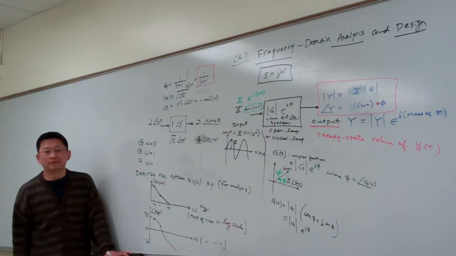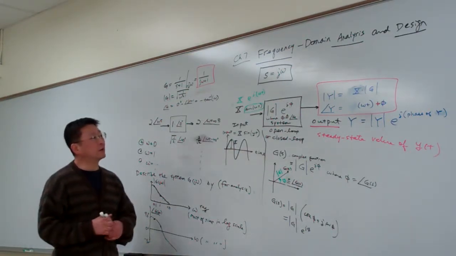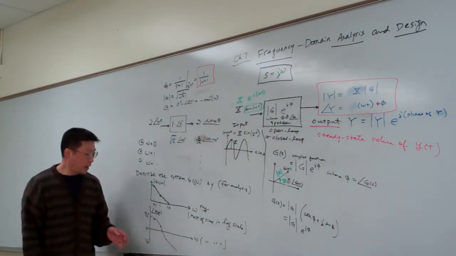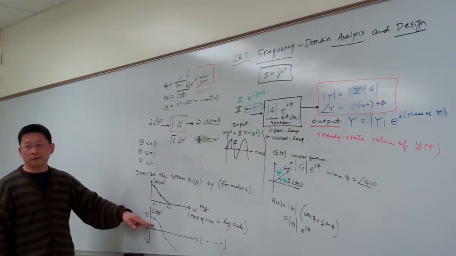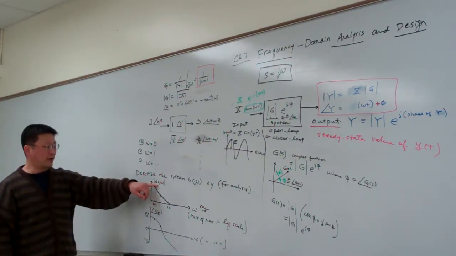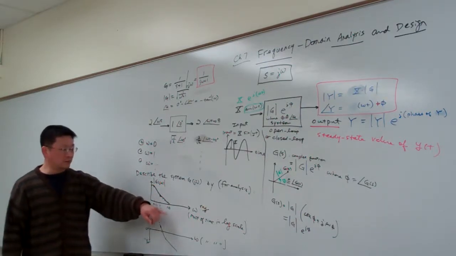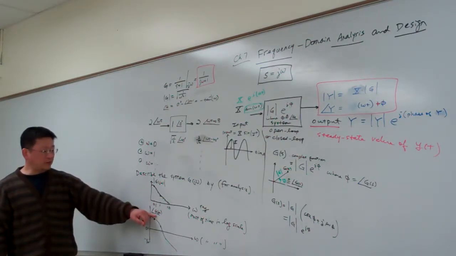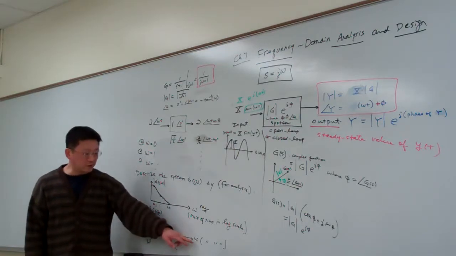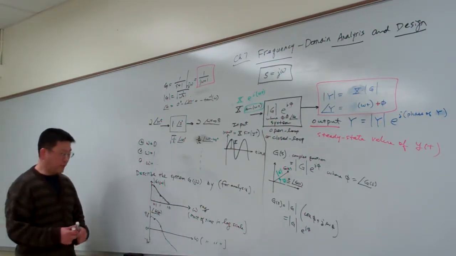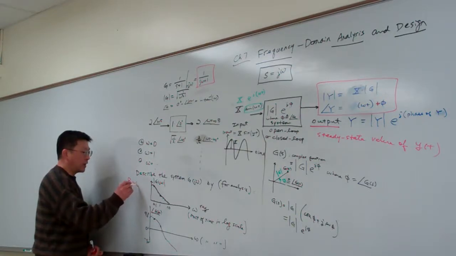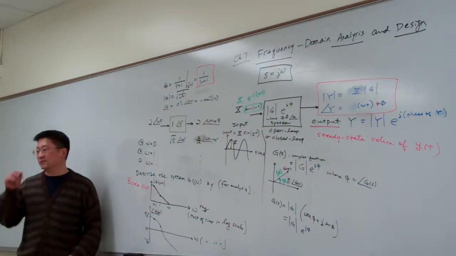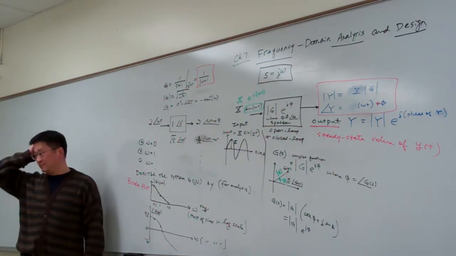Good? Okay, so the first part of this chapter on frequency domain analysis is to teach you how to build this kind of drawing, which means plotting the magnitude of the system in terms of the log scale of omega, as well as plotting the phase angle of the system in terms of the log scale of omega. Basically, we name it as a Bode plot. That is the first portion. You good? Yes or no?